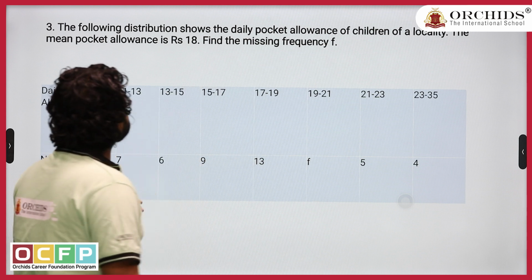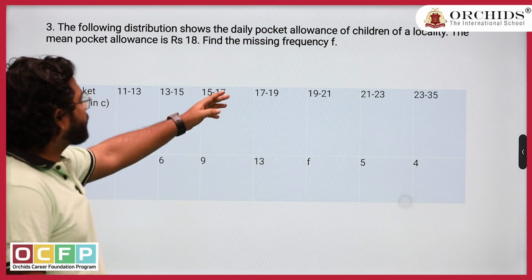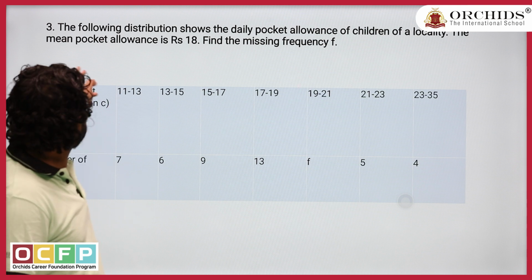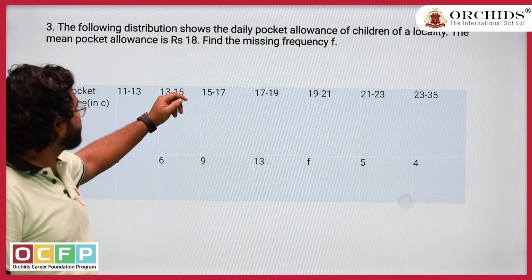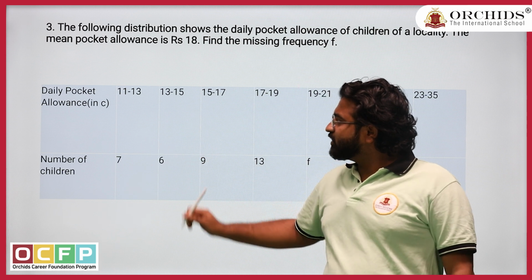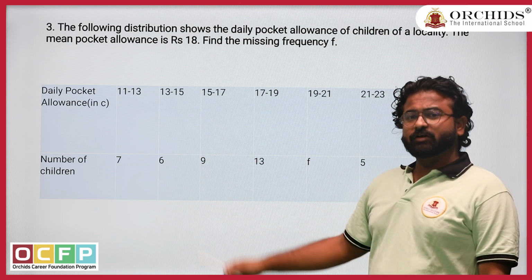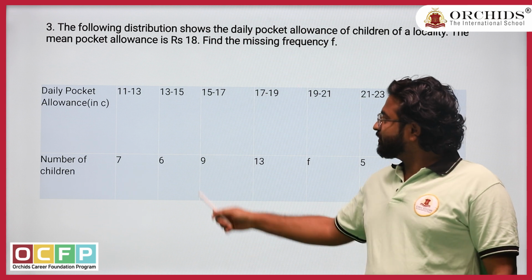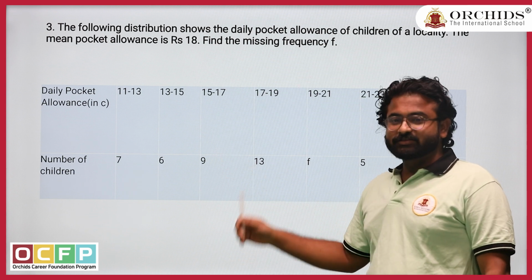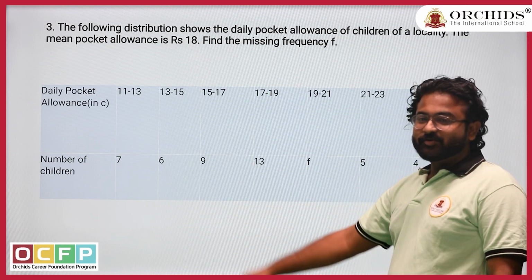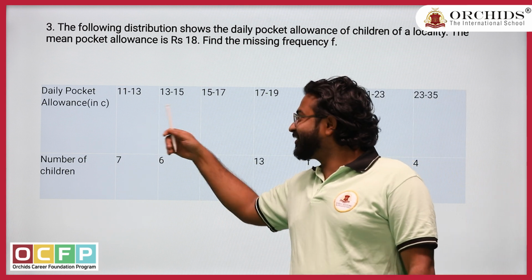Let's read the third question. The following distribution shows the daily pocket allowances of the children of a locality. The mean pocket allowance is 18 rupees. The missing frequency is f. It is given daily pocket allowances, and it is very less here. Okay, 11 to 13 rupees. Who used to give 13 to 15? It looks like it is data from 10 years before. So don't worry. We will assume in thousands. Okay, later on, not now.